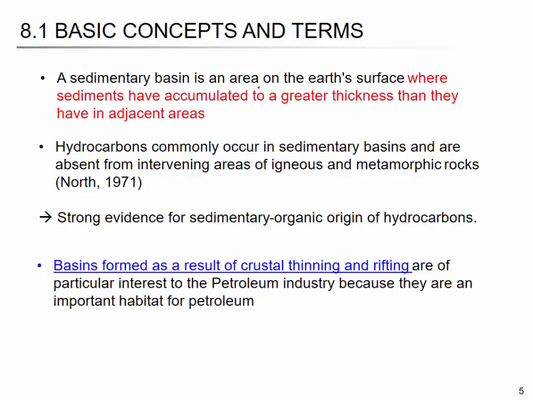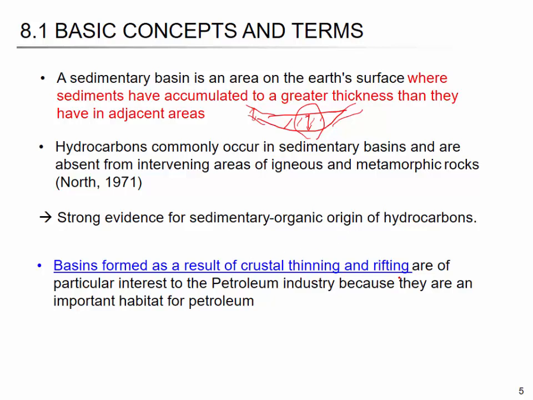So, the definition again: a sedimentary basin is an area of the Earth's surface where sediments have accumulated to a greater thickness than they have in the adjacent area. So when you look at the thickness and the sediments are quite thick compared to the adjacent area, this is called a basin. Hydrocarbons commonly occur in sedimentary basins because sedimentary basins are permeable with high porosity, and they have good geometry to trap. Strong evidence for the sedimentary organic origin of hydrocarbon also supports the occurrence of hydrocarbon in sedimentary basins. Basins formed as a result of crustal thinning and rifting.